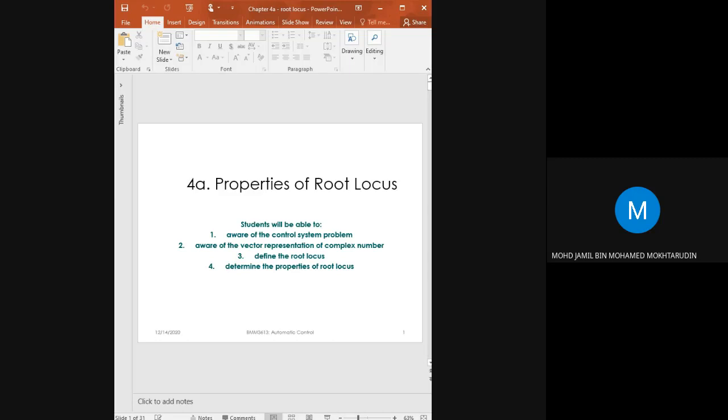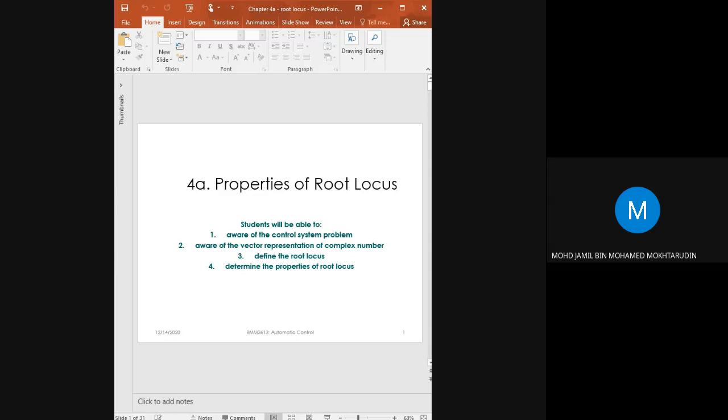But sometimes we have to factorize, because when we factorize, we will know a lot more things, a lot of things regarding the system. So today we will learn about root locus. Root locus is another way of determining the stability of a system by sketching a graph called the root locus.